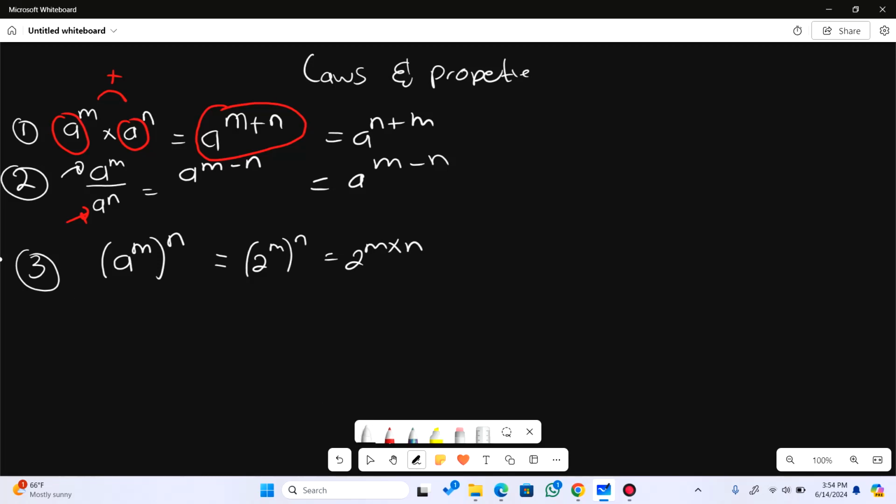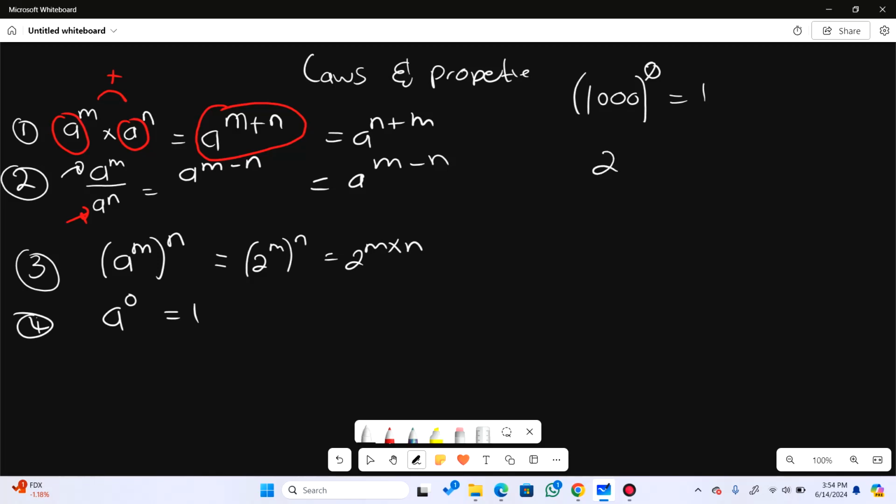It is very important. And then number 4, easiest one again. If we have a raised to the power 0, you basically get 1. So any number raised to the power 0 will give us 1. Of course, if you have 1000 raised to the power 0, you get 1.